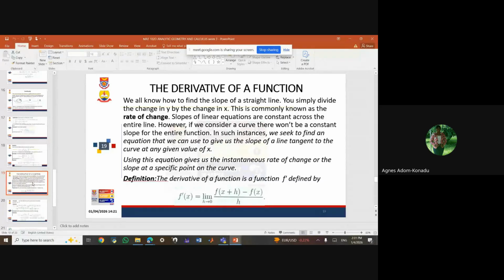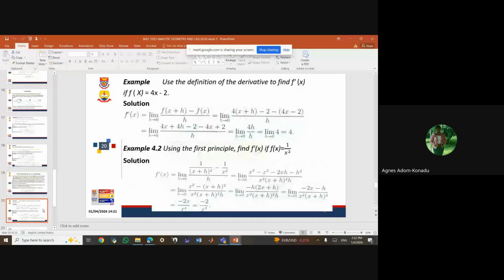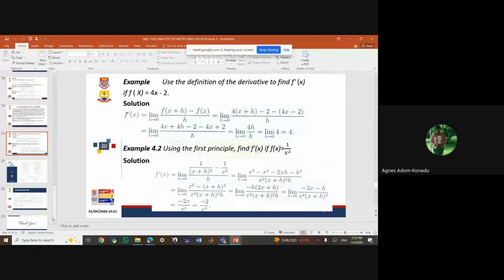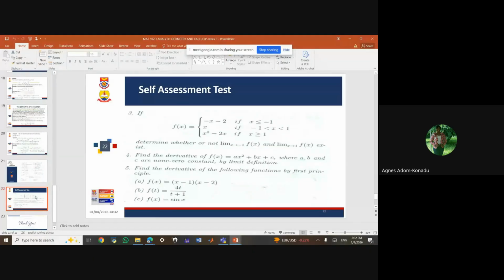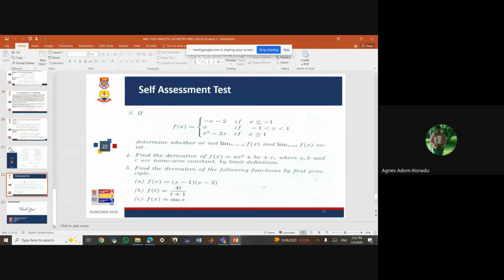Derivatives of a function. We looked at the definition of the derivative of a function, that is f prime, what we call the first principle. By the first principle, f prime of x, which is the same as the slope of the function, is equal to the limit as h approaches 0 of f of x plus h minus f of x, all divided by h. That is the first principle. We solved about 2 examples. We also have some self-assessment questions at the back. And that was what we did last week.